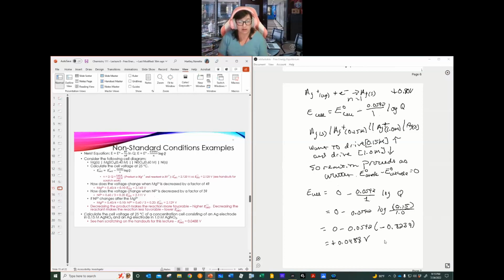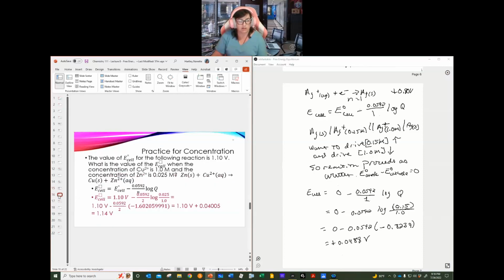Now, as time goes on, and that 0.15 comes up and that 1.0 comes down, there's going to be less driving force to move that forward. And so this voltage will go down. That is what we see based on Le Chatelier's principle. Okay, so all of this ties back together into what we've already talked about. Okay, questions, comments, problems on that?